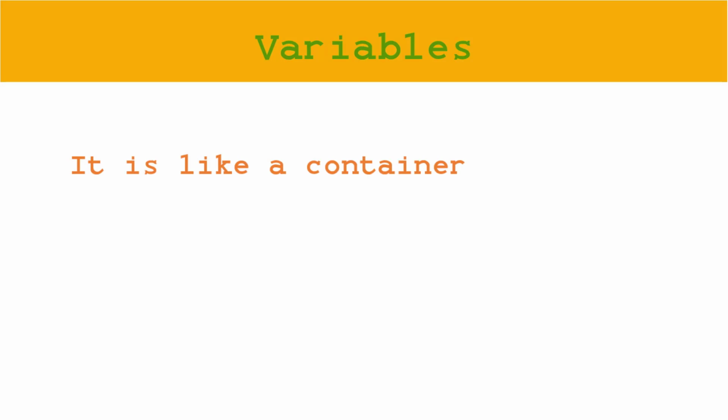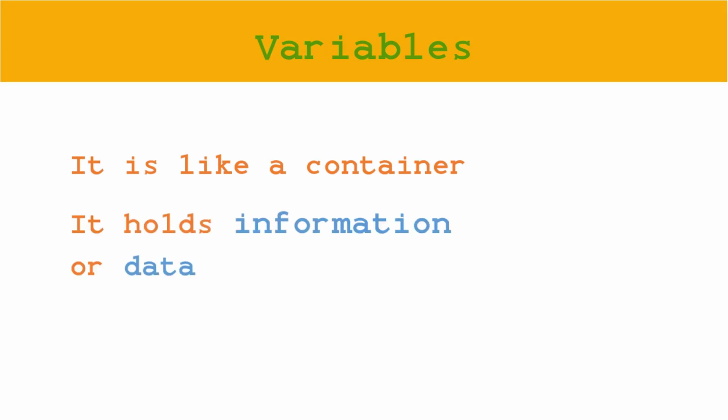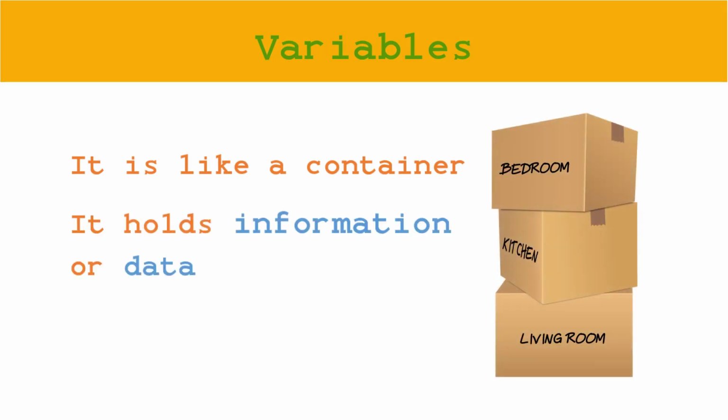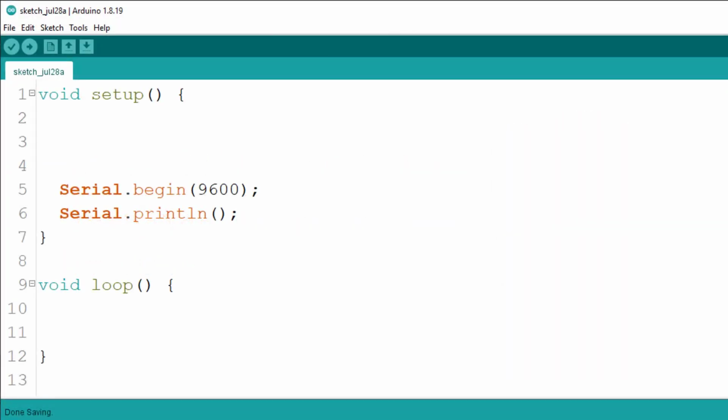In this section, we will learn about the variables. A variable is like a container that holds information or data. Think of it as a labeled box where you can store different types of data. You can create a variable in two simple steps. First, define the data type of the variable. And then, give your variable a name. With these two steps you can create different types of variables.